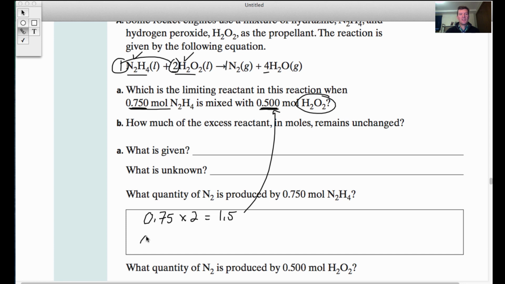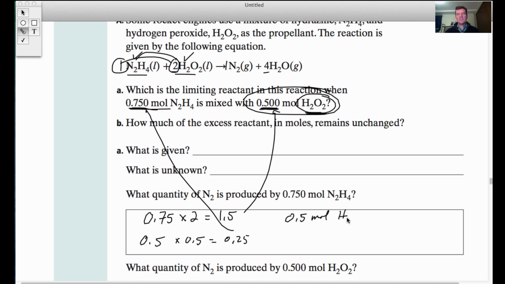If you want to go the other direction, 0.5 moles of the H2O2, how much of the N2H4 would I need to ideally and perfectly react with that? I need half the amount. So what's half of 0.5? It's going to be 0.25. Do I have 0.25? Yeah, I got 0.75. No problem. So this is your limiting reactant. Okay? 0.5 moles of the H2O2 is your limiting.